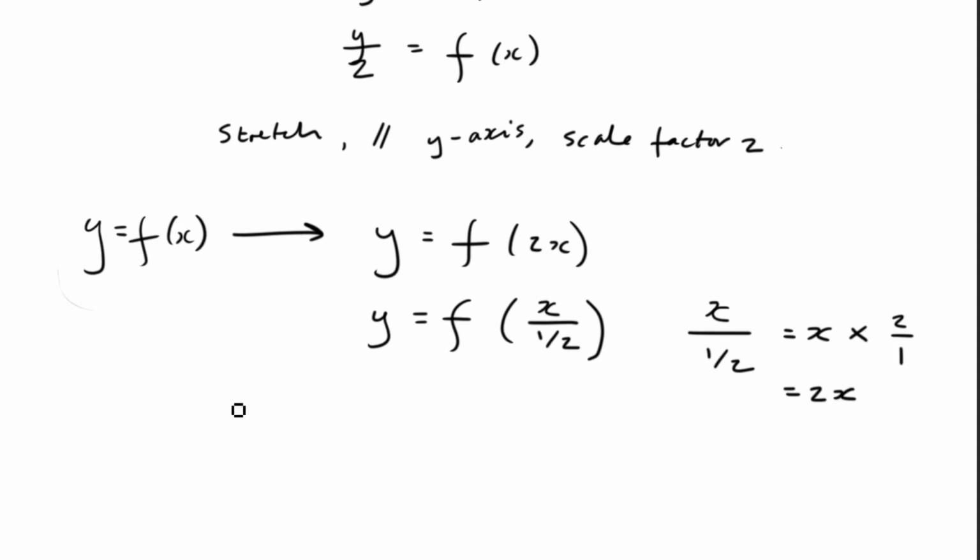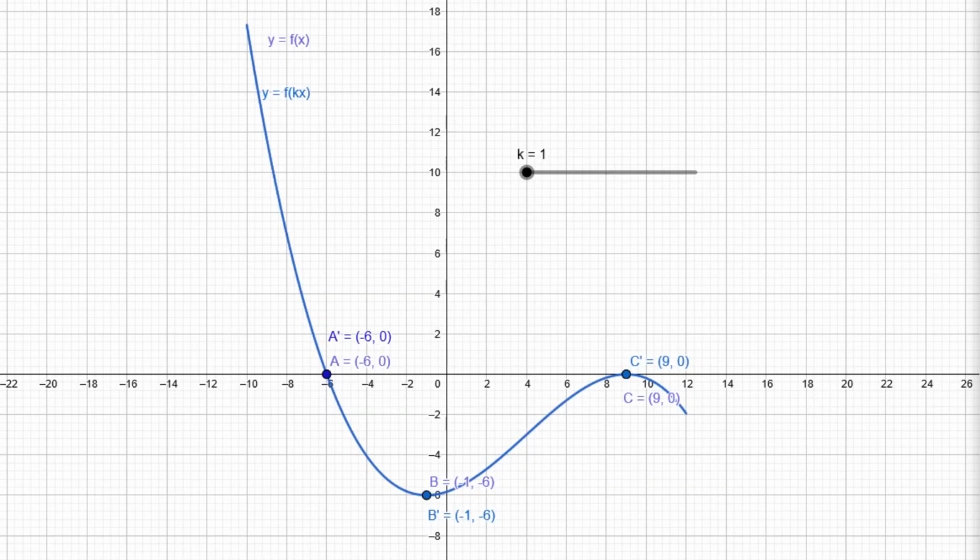Now we can predict that what should happen is a stretch. This time it should be parallel to the x-axis, and it should be of a scale factor of 1/2. So everything should get closer to the y-axis. Let's see if this is borne out. So we have two curves superimposed at the moment because the value of k is 1. So they will both be in the same place, and the original points A, B, C and A', B', C' will be in the same place.